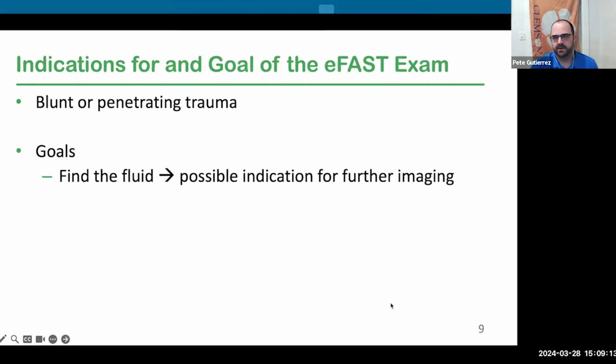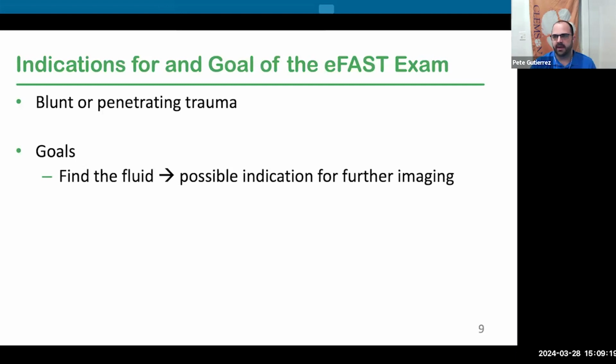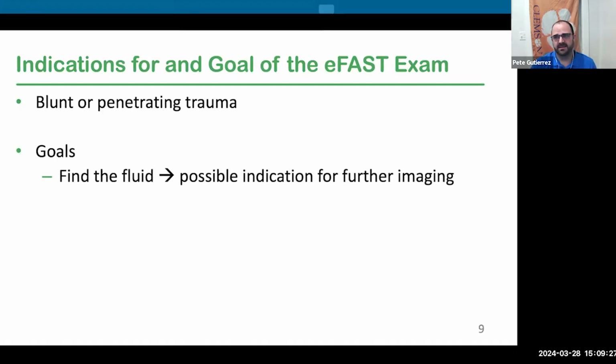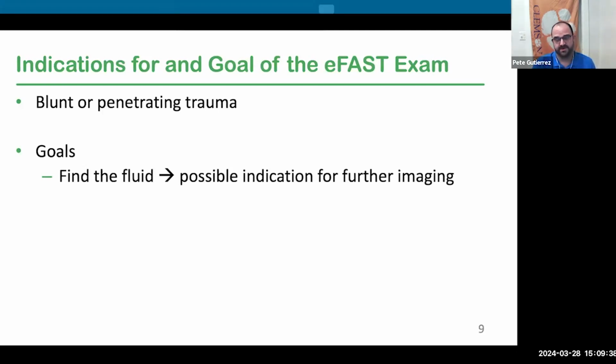The indications for and the goals of an EFAST exam in trauma. EFAST can be done for blunt or for penetrating injury, but the exact indications are subjective. Does it need to be done for a stable blunt trauma patient or stable penetrating trauma patients? Do they need to get a FAST as well, or could they just go to the operating room?